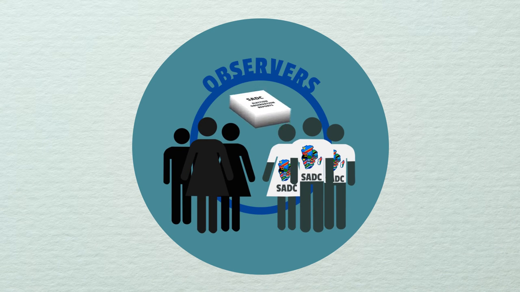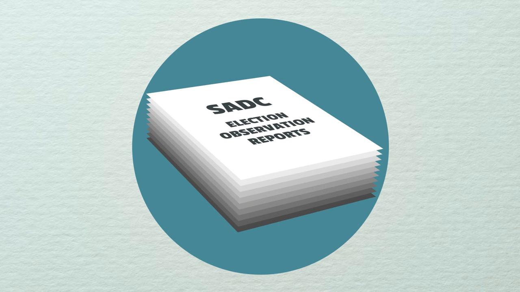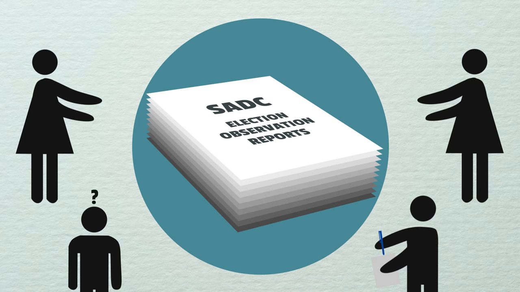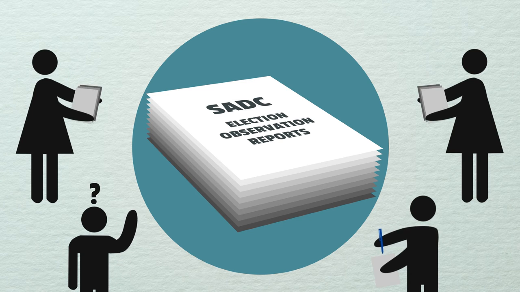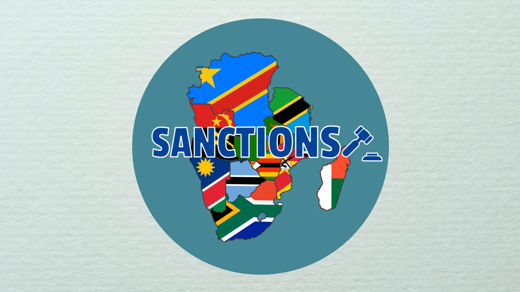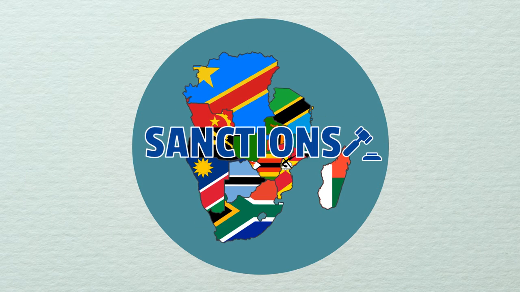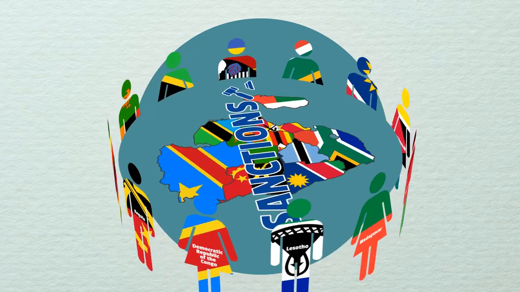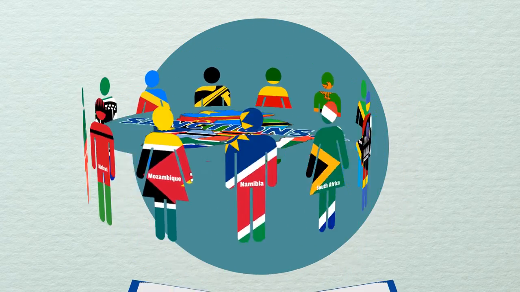Fourthly, the new guidelines provide for an opportunity to review SADC election observation reports with all stakeholders, which is an opportunity to comment and learn from the report. The fifth innovation is that, this time around, there are provisions for sanctioning countries that clearly flout SADC's election guidelines. The SADC summit will determine the sanctions on a case-by-case basis.